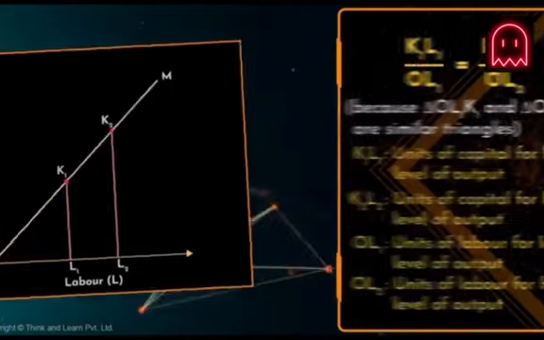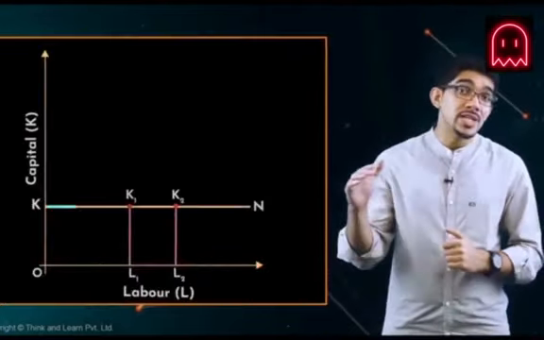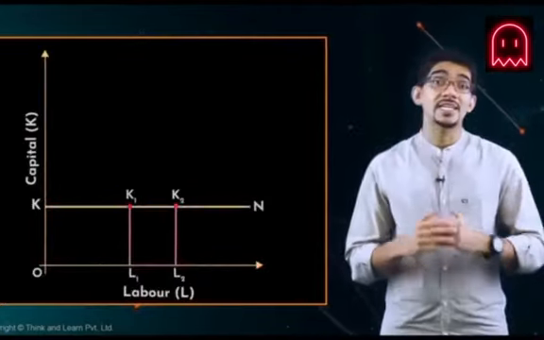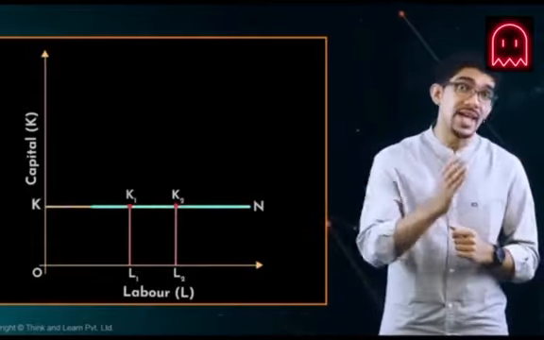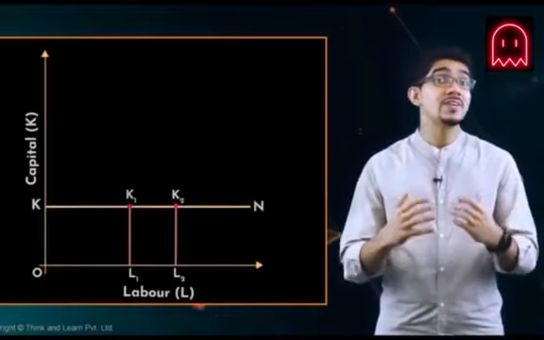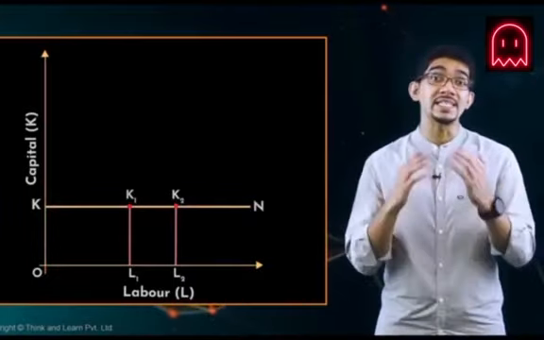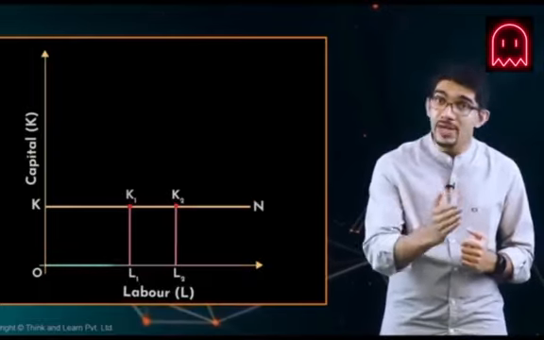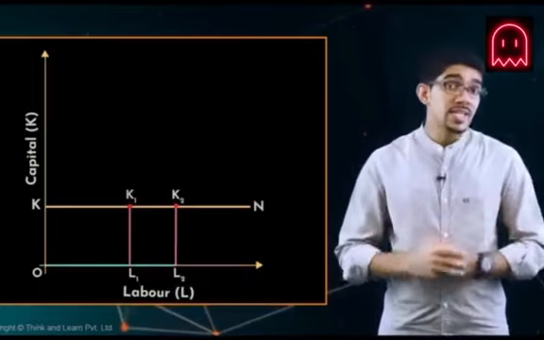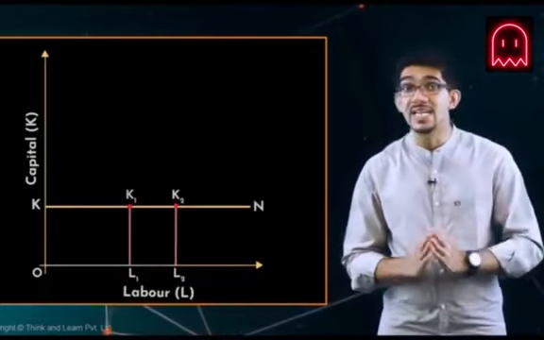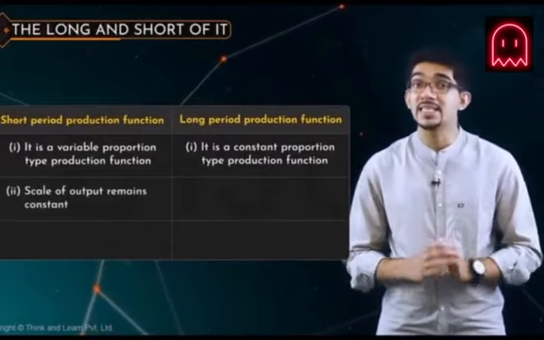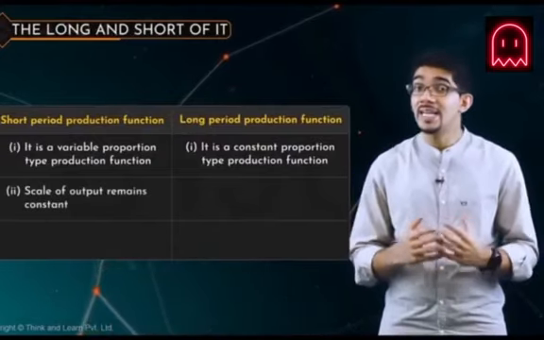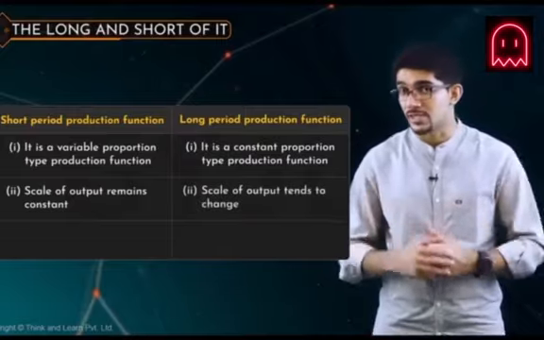And we get a figure like this. In the second figure, a horizontal straight line KN starting from the point K on the y-axis shows that capital remains fixed at OK units. Higher levels of output are achieved only by increasing the input of labor from OL1 to OL2. Accordingly, factor ratio must change as the level of output changes. The second major difference is that the scale of output is constant in the case of short-run production function, while it changes in the case of the long-run production function.